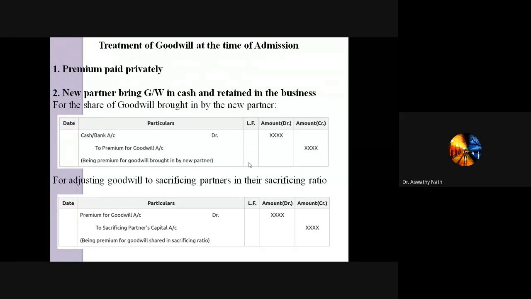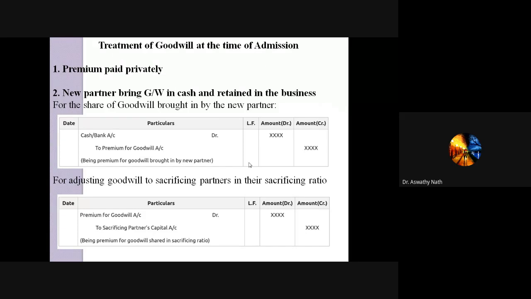Okay. So the first journal entry is for the share of goodwill brought in by the new partner, and the entry will be Cash or Bank Account Dr. to Premium for Goodwill Account. And we said that amount is retained in the business. So that amount is shared by the existing partners, because the existing partners sacrifice their profit share on behalf of the new partner. So we are adjusting the goodwill to sacrificing partners in their sacrificing ratio.